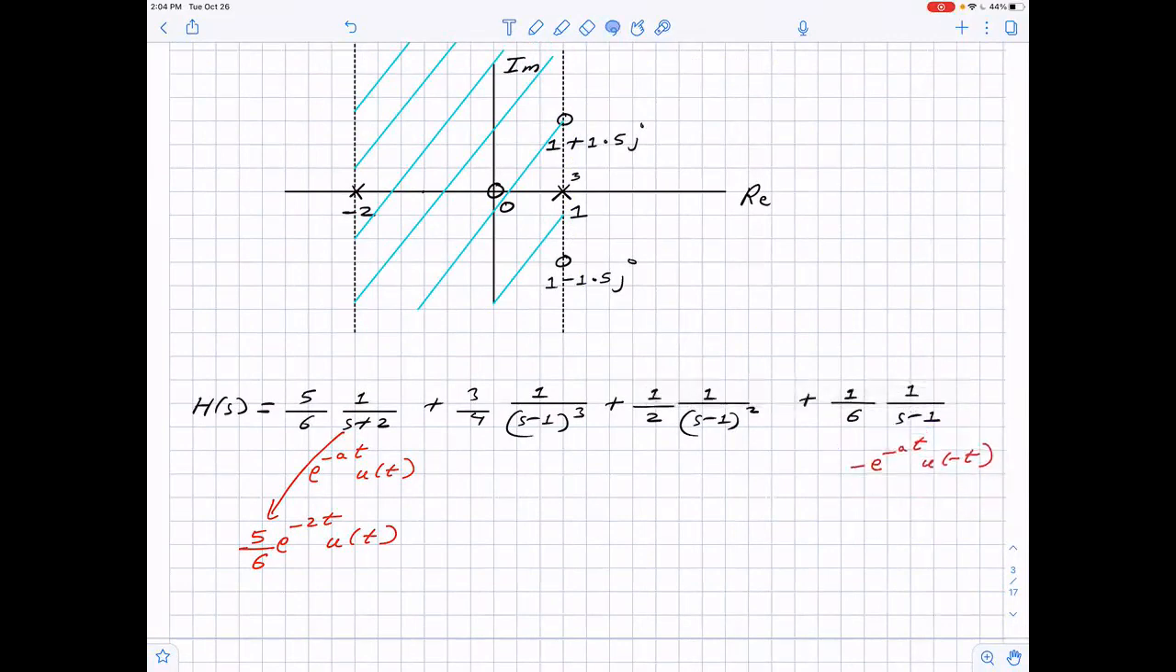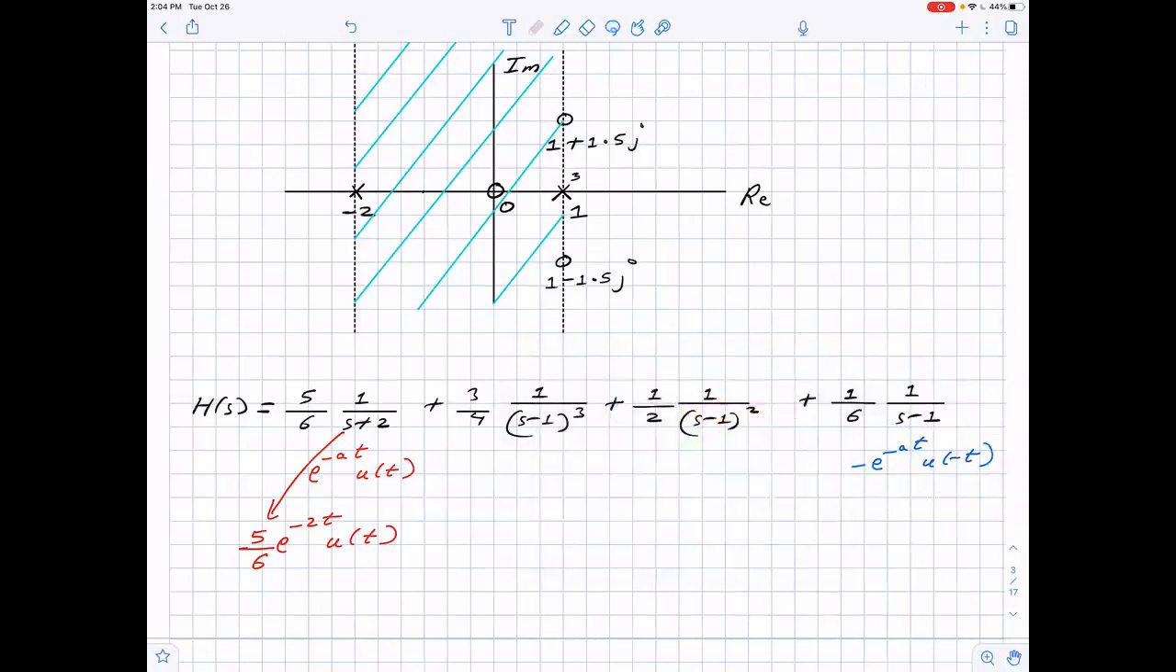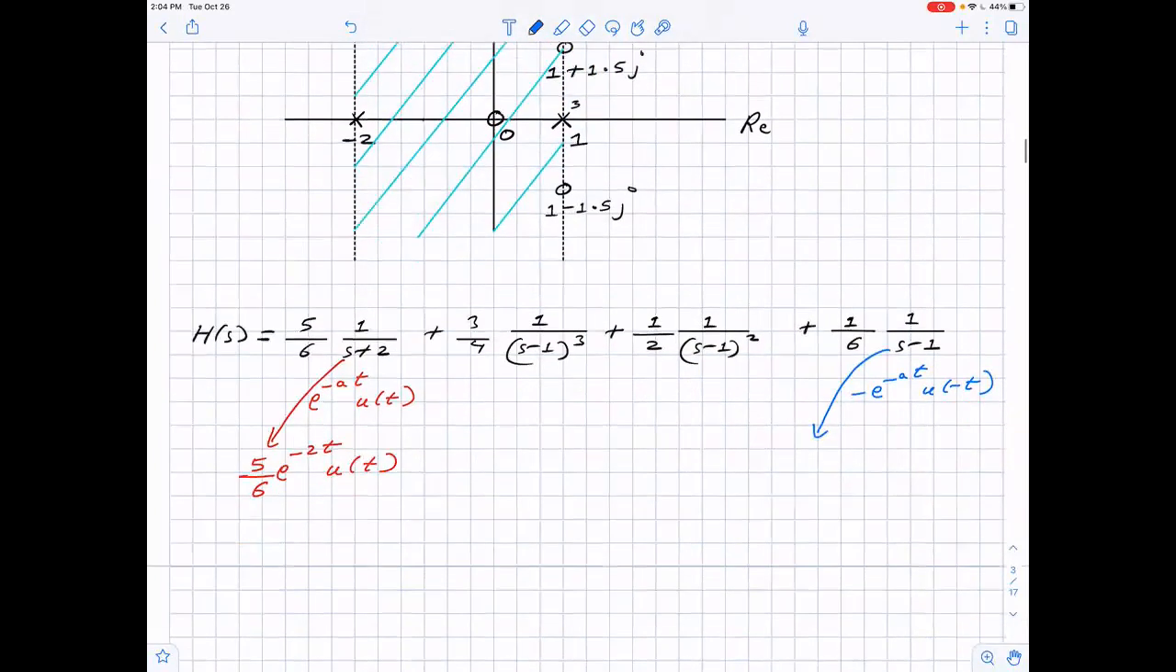So using this formula for 1 over s minus 1, we get the inverse Laplace transform of 1 over s minus 1 as -e to the a itself, which is -1, so we get e to the t u of minus t, and we also have the constant 1 by 6. So we found the inverse Laplace transforms for the two terms already. Now we have a square term and we have a cubic term as well. So how do we find the inverse of those?